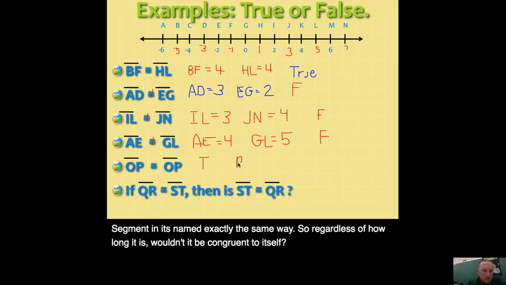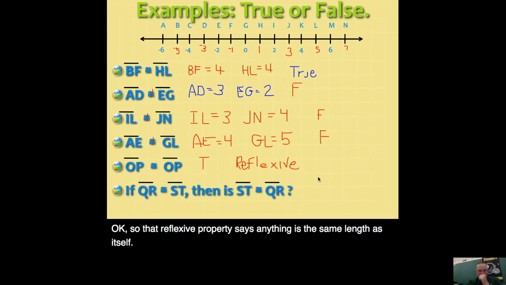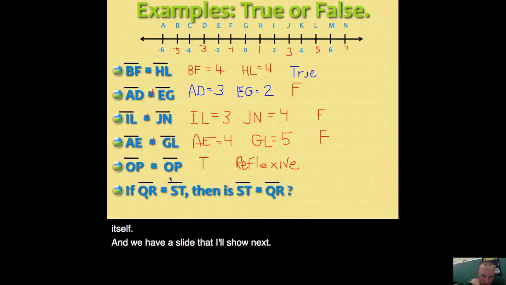We talked about this a little before. This is your reflexive property when you compare one thing with itself. Okay, so that reflexive property says anything is the same length as itself. And we have a slide that I'll show next on those properties.